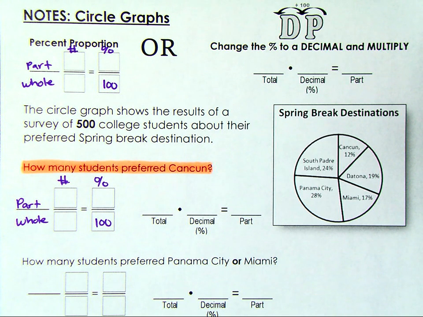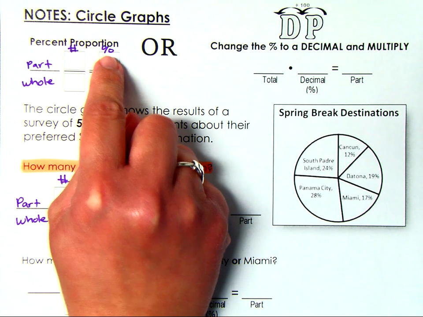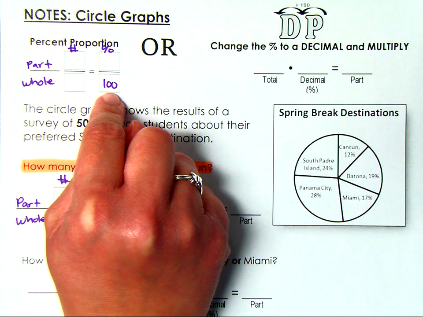So circle graphs represent 100%. That's something that represents the total of everything. We've talked about percents already, and we've used proportions where we said part, whole, numbers, percent. Remember, your whole or total percent is always 100%.